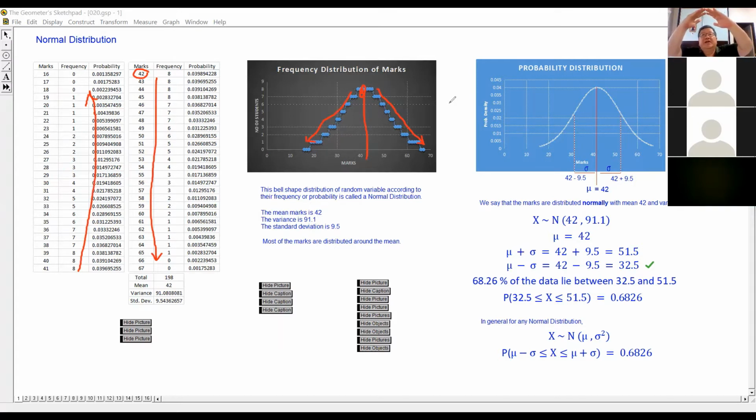The center, the density a lot. As you go further and further away, the density become less and less. So there are less and less students as the marks go higher and higher, or as the marks go lower and lower, you have less and less students. Most of the students, they are concentrated around the mean, or the average.